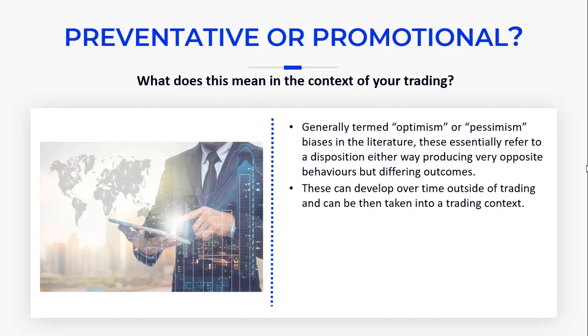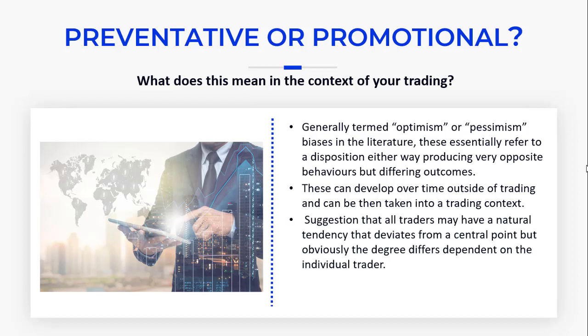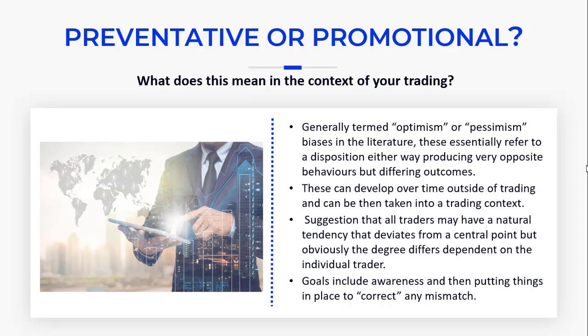They can develop over time outside of a trading context and then be taken into a trading context where there's often an intensity and a complexity that exacerbates these. There's been a suggestion that all traders might have a natural tendency that deviates from a central point, so they have a tendency to promotion or prevention, but the degree obviously differs depending on the individual trader. And of course, the goal with any bias is to become aware that you've got one and then put things in place to correct any mismatch.